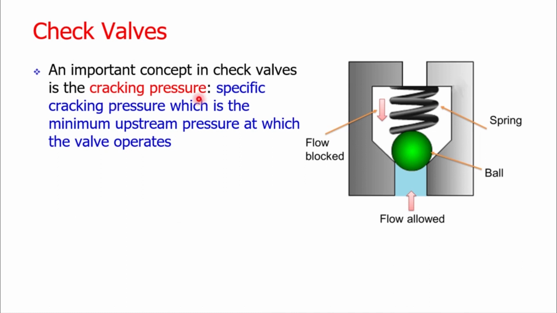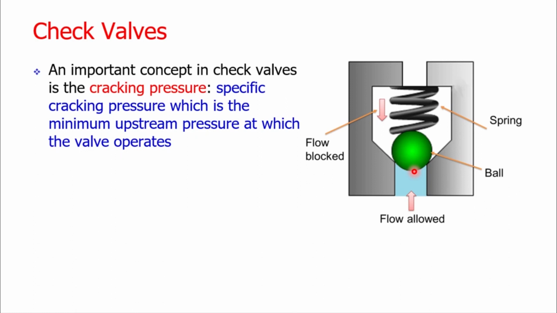The important concept in check valves is the cracking pressure. As we have seen, the flow is allowed only in one direction, and in the other direction it is blocked. But the flow is allowed against a spring, against a certain pressure, and when the fluid inlet pressure is more than that certain pressure, then and only then is the fluid allowed to pass through the valve, and that particular pressure is called the cracking pressure.